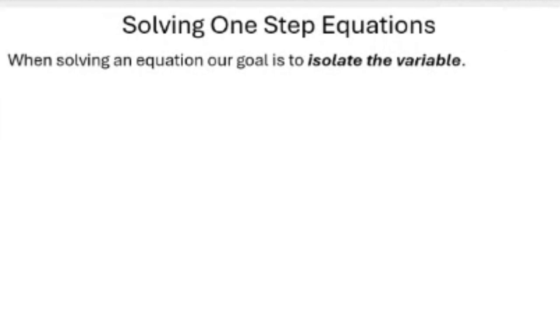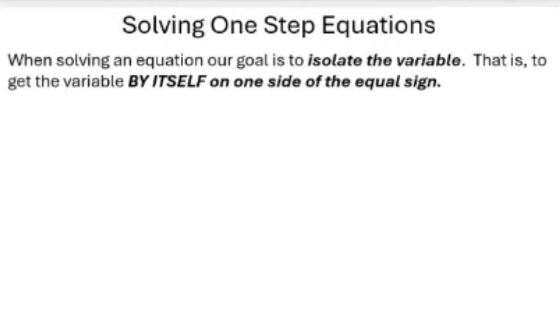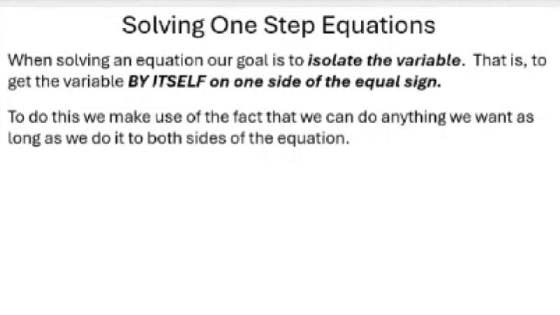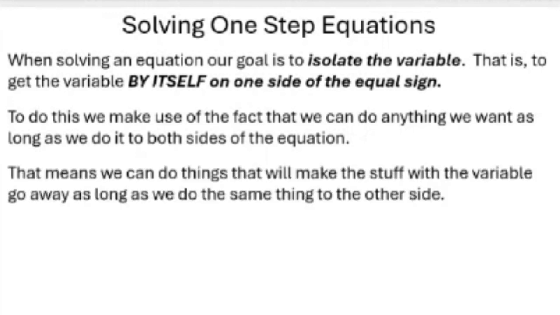So the goal in equation solving, the technical words, is isolate the variable. All that means is that we want to get the variable by itself on one side of the equal sign. So to do this, we are going to make use of the fact that we can do anything we want as long as we do it to both sides.